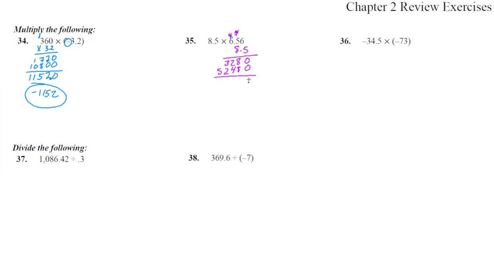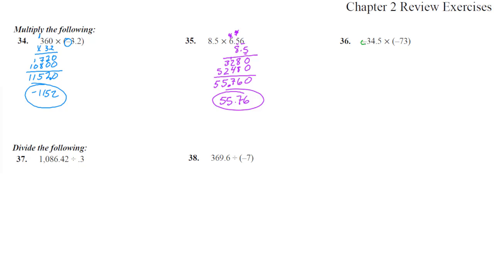0 plus 0 is 0. 8 plus 8 is 16. 1 plus 2 is 3. Plus 4 is 7. No carrying there. 3 plus 2 is 5. And 5. And there are 1, 2, 3 digits behind the decimal place. That means our answer is 55.760. And that last 0 doesn't do a lot. All right, next one. Number 36.